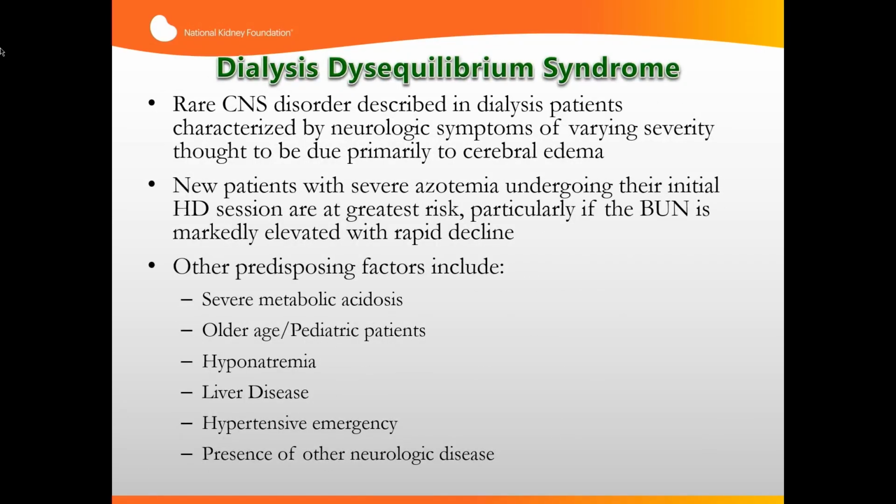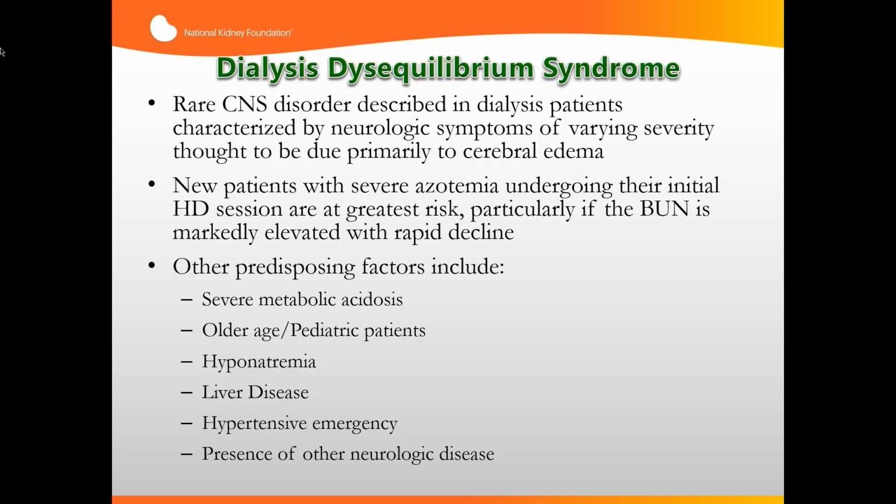So dialysis disequilibrium is currently not a common syndrome, but it's important because it can still occur in certain situations. It's described in dialysis patients. It is characterized by neurologic symptoms that can be of varying severity, and it's primarily due to cerebral edema. So it's unclear if it occurs in patients with AKI or advanced CKD, and it's also unclear if there is a set urea nitrogen value above which it occurs.